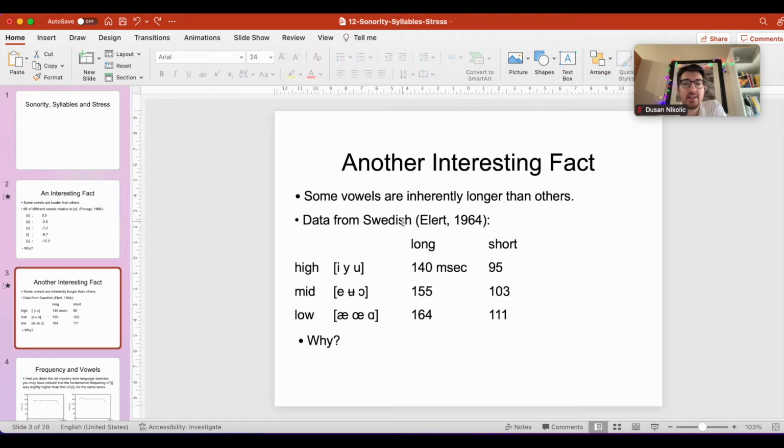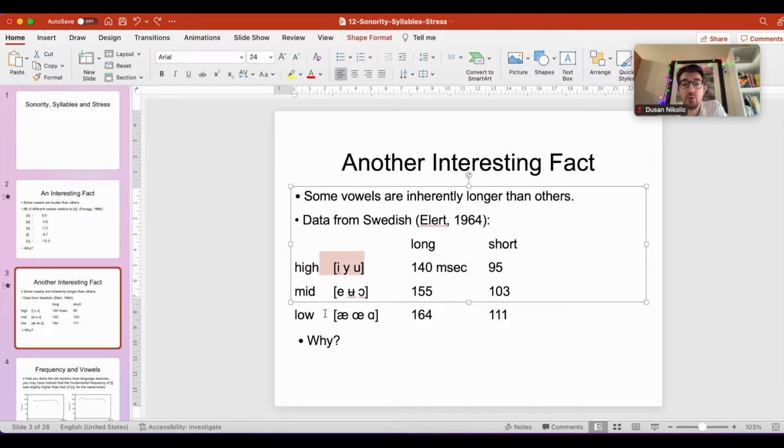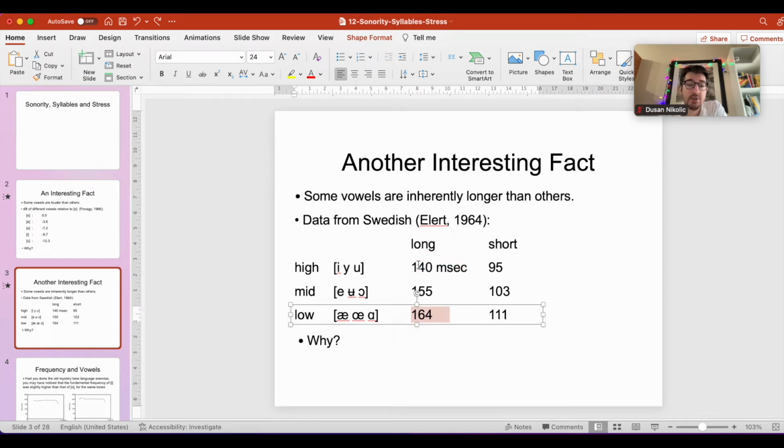Another interesting fact, and this is data from Swedish, from Ellert in 1964, a bit outdated study, but still, I guess, relevant, is that high vowels in comparison to low vowels will be shorter, right? So even long vowels, because Swedish has long and short vowels, even high long vowels will be shorter than low long vowels. But you get the pattern here, or you get the point.